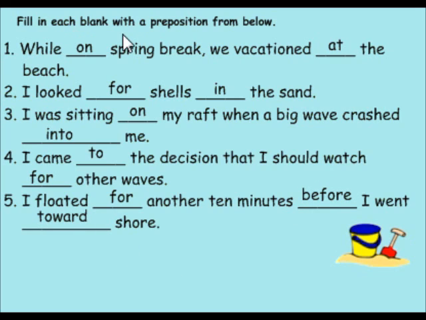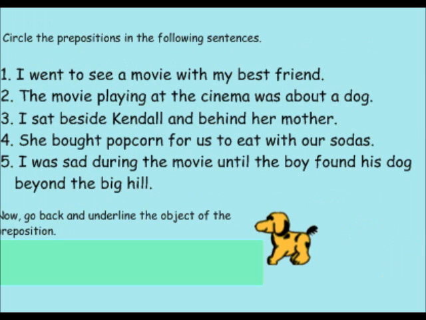So we've got on what, break; at the beach; for what, shells; in what, sand; on raft; into me; to what, to the decision; for what, for waves. Notice because you've got for another 10 minutes, but you have to choose the one word that's the most important, which in this case is minutes, for minutes. Before what, before I went, and then toward what, toward shore.